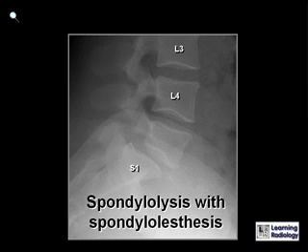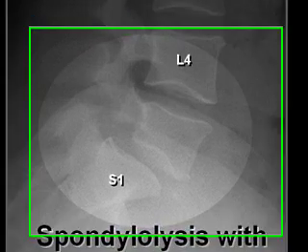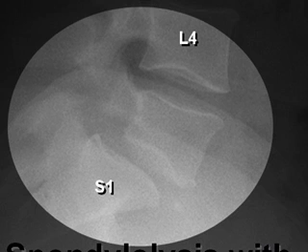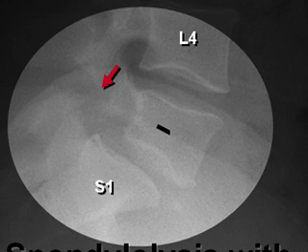When this occurs bilaterally, there can be forward slippage of one vertebral body on another. And in this example, we can see the lucency here oriented in the lateral view that represents the spondylolysis and the forward slippage of L5 on S1, or spondylolisthesis.